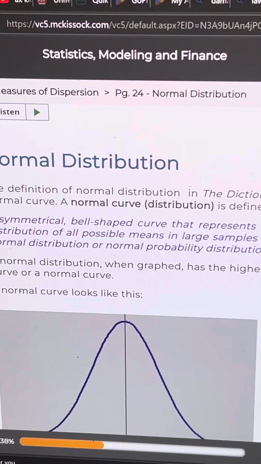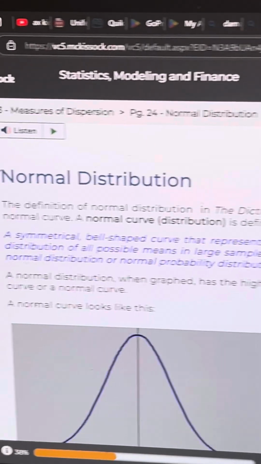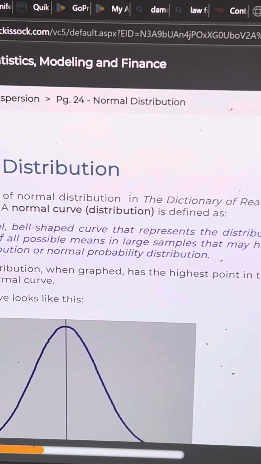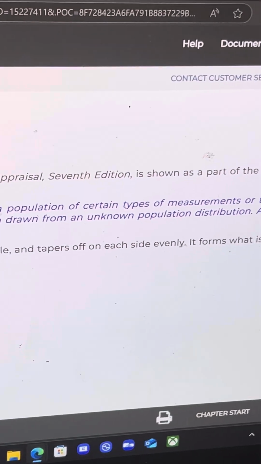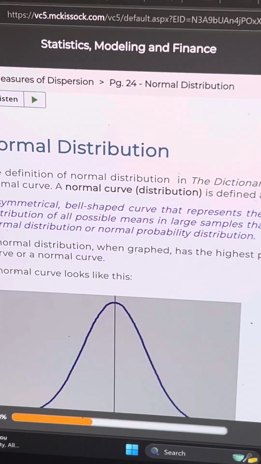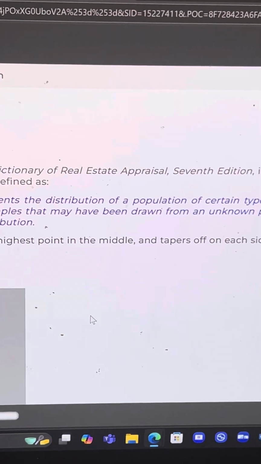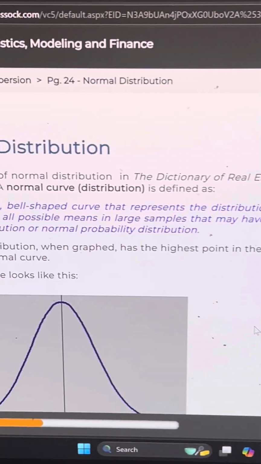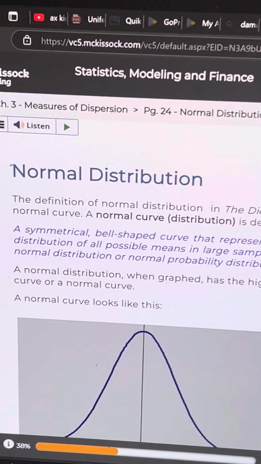A normal curve distribution, that's highlighted, is defined as a symmetrical, bell-shaped curve that represents the distribution of a population of certain types of measurements or the frequency distribution of all the possible means in large samples that may have been drawn from an unknown population distribution, also known as normal distribution or normal probability distribution.